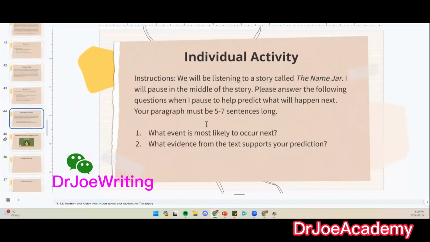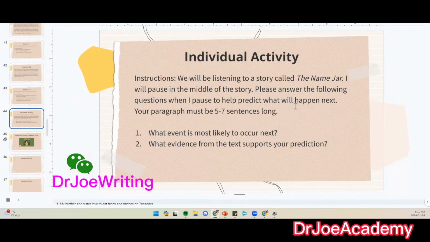Right now I would like you to write a paragraph, 5-7 sentences long. What event is most likely to occur next? What evidence from the text supports your prediction? We just stopped at a part where Eunhee couldn't find her name jar, it just disappeared. Maybe you can predict who might have taken it away, where the name jar is. Those are my little clues.